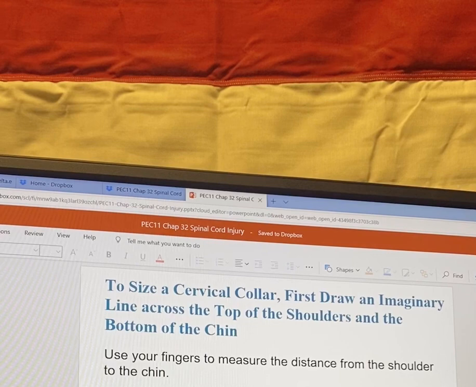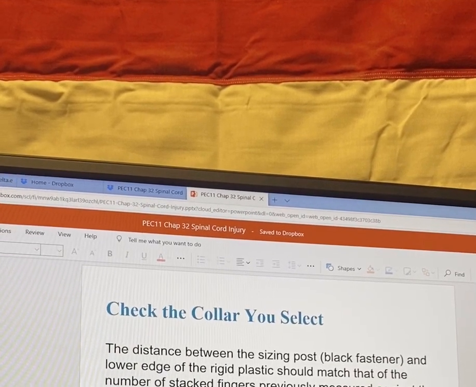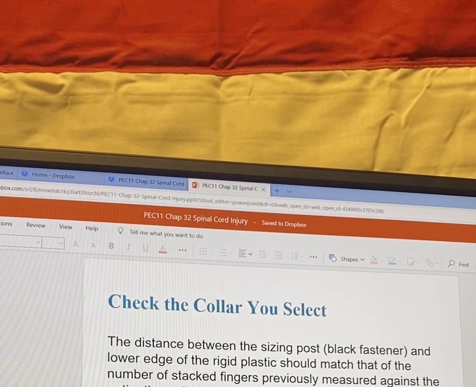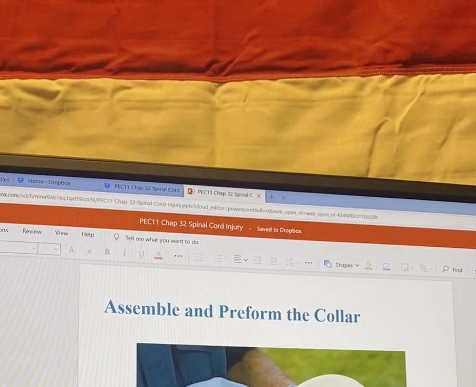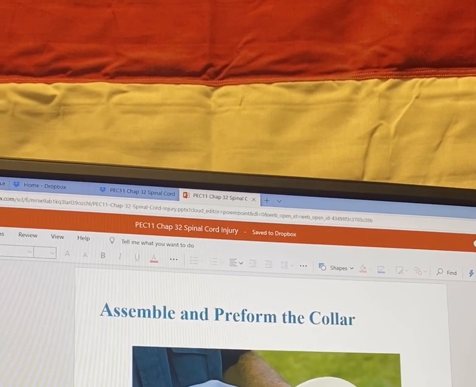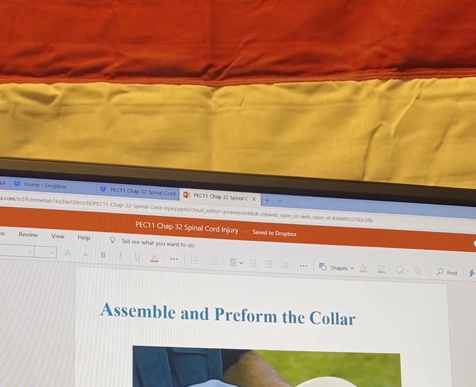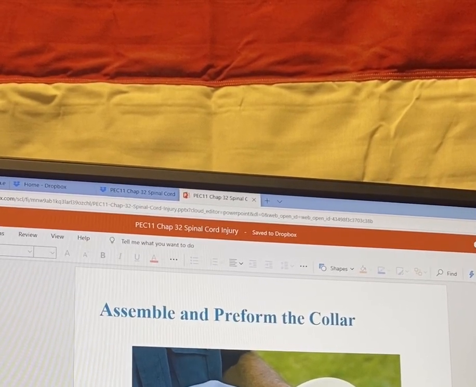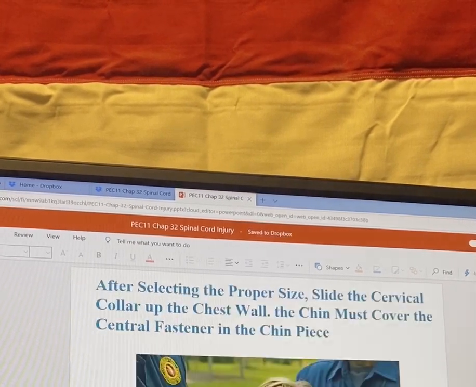Alright, use your fingers to measure the distance from the shoulder to the chin, the distance between sizing posts. These are the little black fasteners on the lower edge. Measure. Alright, assemble the collar. Keep in mind that in the current spine motion protocols, the real purpose of the cervical collar is simply to remind the patient not to move their head and neck. Alright, so apply your cervical collar.